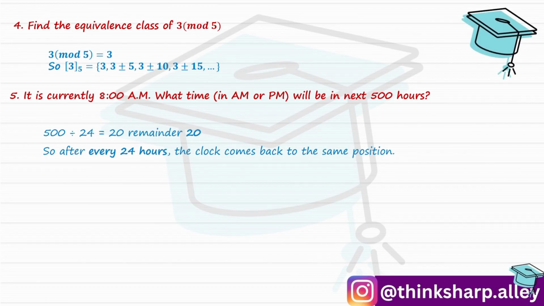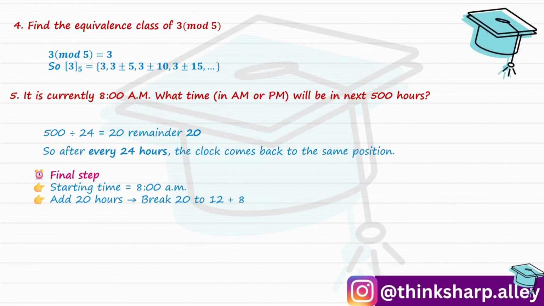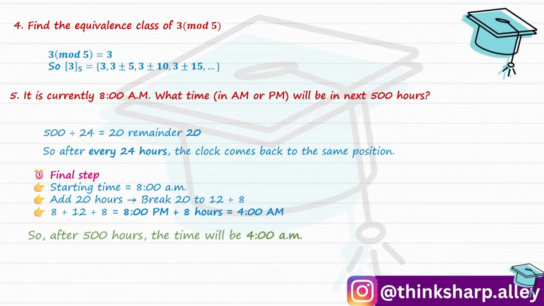So after every 24 hours, the clock will come back to the same position. So the final step will be, starting time is 8 AM. So we need to add 20 hours because we have found out 500 modulo 24 is 20. So that 20 hours needs to be added to 8 AM. For adding that, we will break 20 into 12 plus something. So over here 20 is 12 plus 8. So if I add 12 first to 8 AM, we'll get 8 PM. Then add the remaining 8 hours. So we get 4 AM. So after 500 hours, the time will be 4 AM.